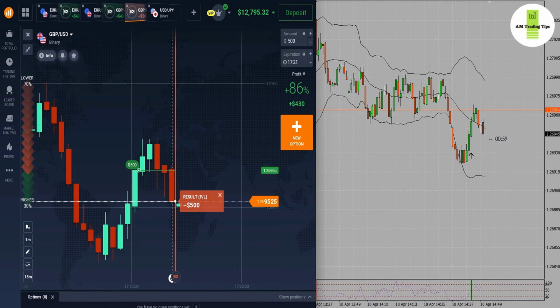We lost this trade, but that's okay. Losses are a natural part of trading, and even the best strategies won't win 100% of the time. What matters is how we manage losses, learn from them, and stay consistent.